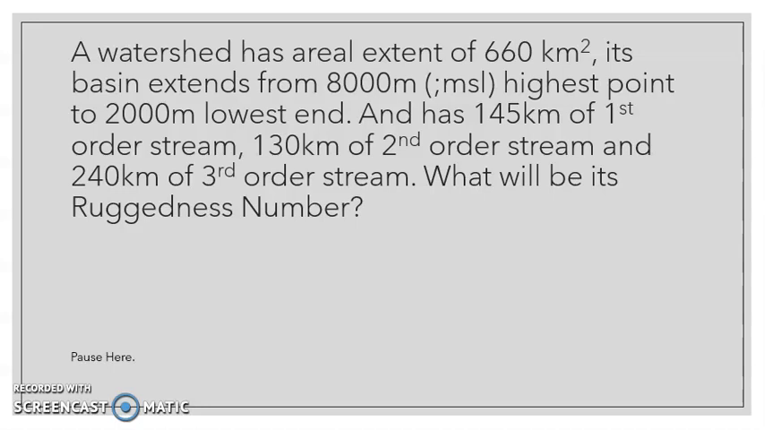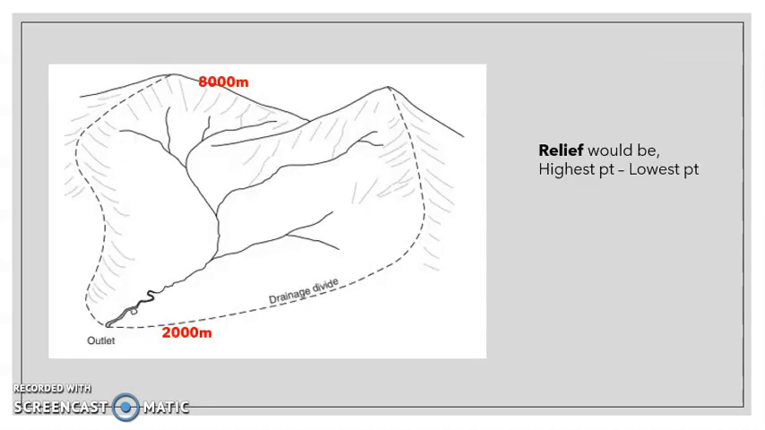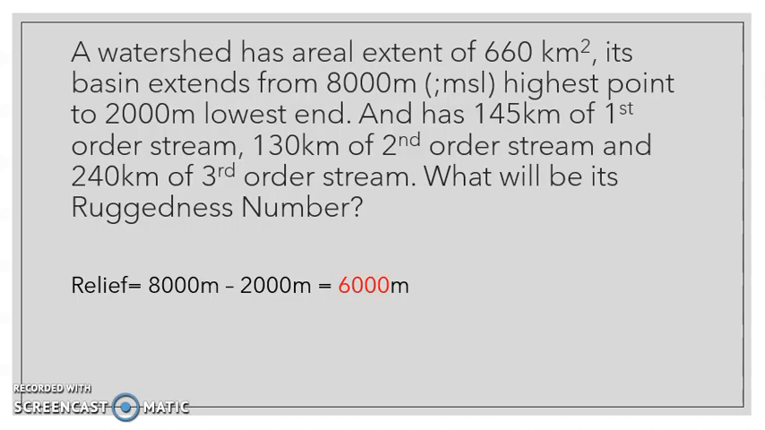Anyways, here we have a watershed that has an areal extent of 660 kilometers square, and we are given first order, second order and third order streams, and their lengths are given, and the basin's highest point and lowest point are given, and we are asked to solve for the ruggedness number. So as you remember, the ruggedness number is the product of DD and basin relief. So why isn't the relief given in this question? Well, they have given the highest point and the lowest point. So we can simply calculate the basin relief by subtracting the lowest point from the highest point. So the relief we get is 6000 meters.